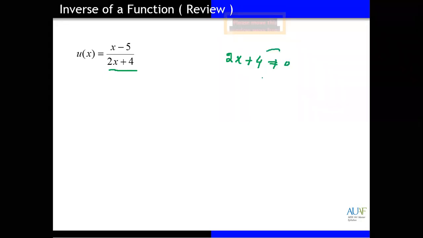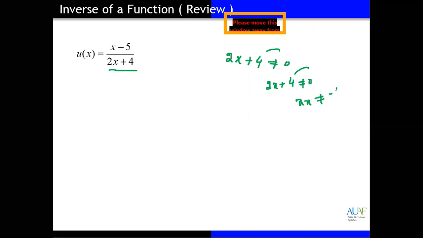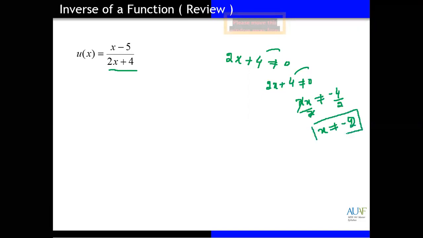Transferring 4 to the other side, 2x not equal to minus 4, and then dividing both sides by 2, the 2 cancels with 2. So x is not equal to minus 2, because minus 4 divided by 2 equals minus 2. So all values are possible except minus 2. This is the domain of the given function.